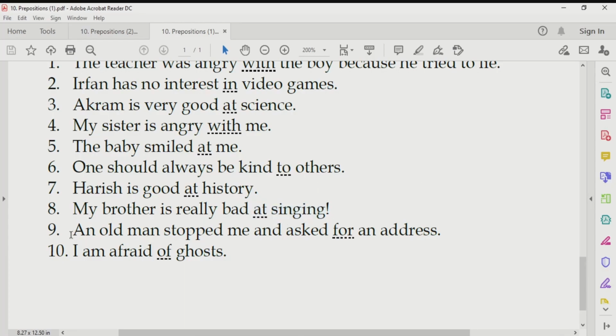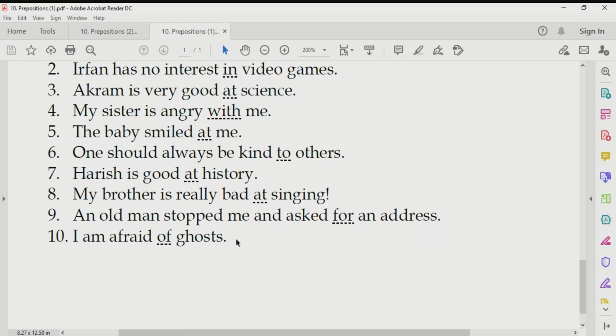Next one, an old man stopped me and asked for an address. Whenever a person is asking about any kind of information, that means a person wants to know something about something or someone. Over here, an old man stopped me and asked for an address. That means he knew a particular address and he wanted to ask me about it. So, asked for an address.